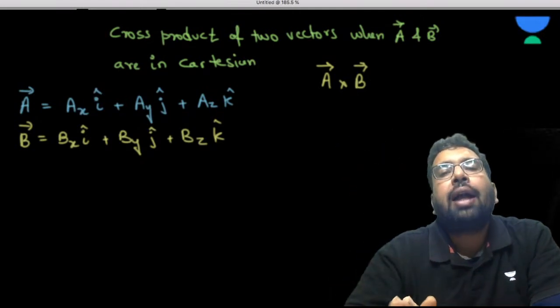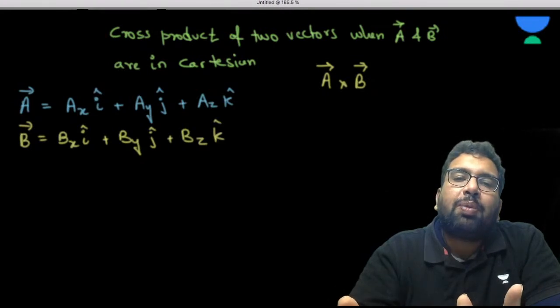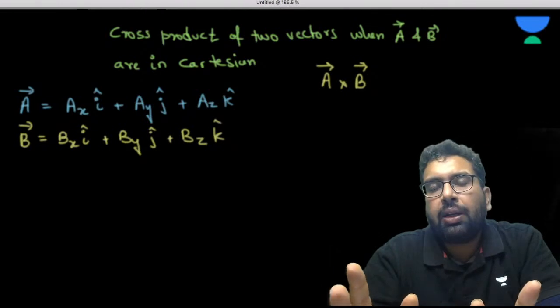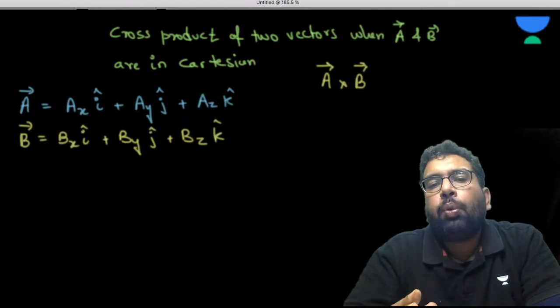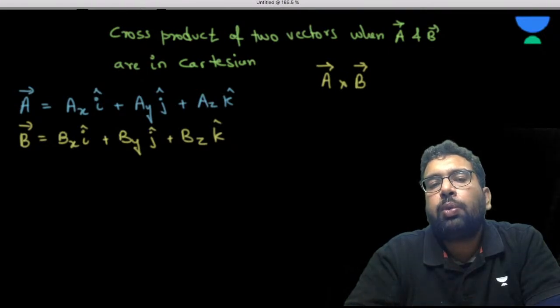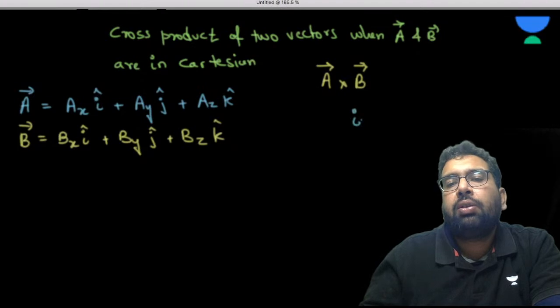So i cross i is going to become 0. j cross j is going to become 0. k cross k is going to become 0. So in your mind, I think you must be understanding this, that the i component is going to multiply with the j and k. Similarly, the j component is going to multiply with i and k, and the k component is going to multiply with what? i and j. So simply let's do the multiplication. Let's write it here so that we don't make any mistake.